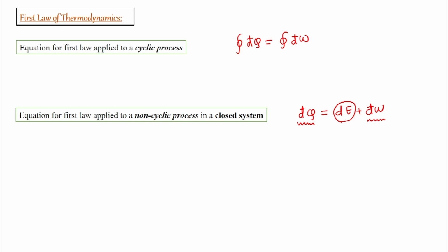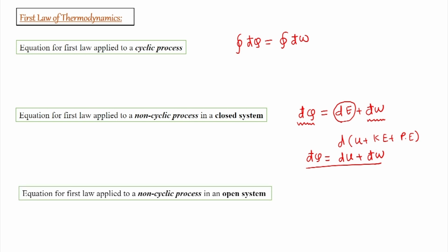the system, which will have three energies: basically internal energy, kinetic energy, and potential energy. So when we are not considering any kinetic and potential energy, then the first law of thermodynamics for a closed system will be du plus dW is equal to dq, or dq is equal to du plus dW. So this is the expression for the first law of thermodynamics applied to a non-cyclic process in a closed system.